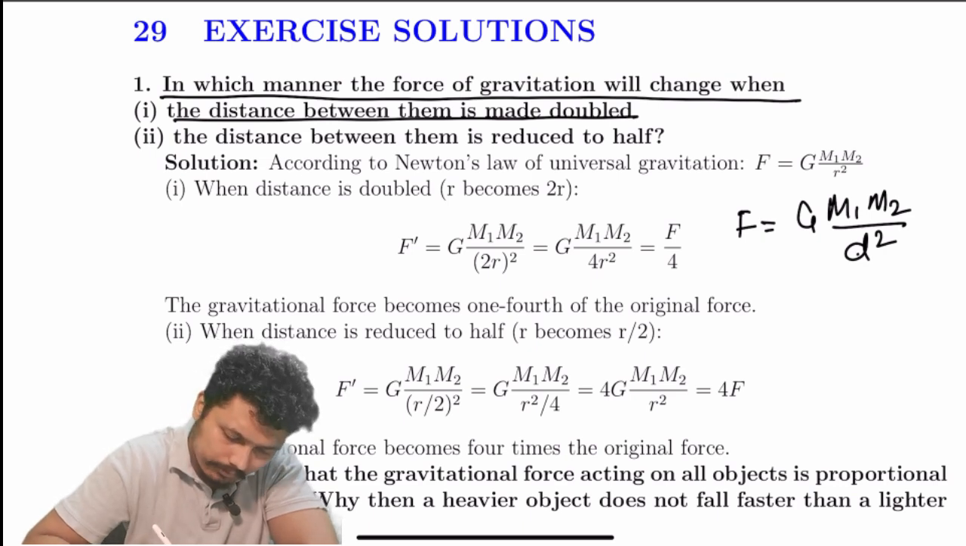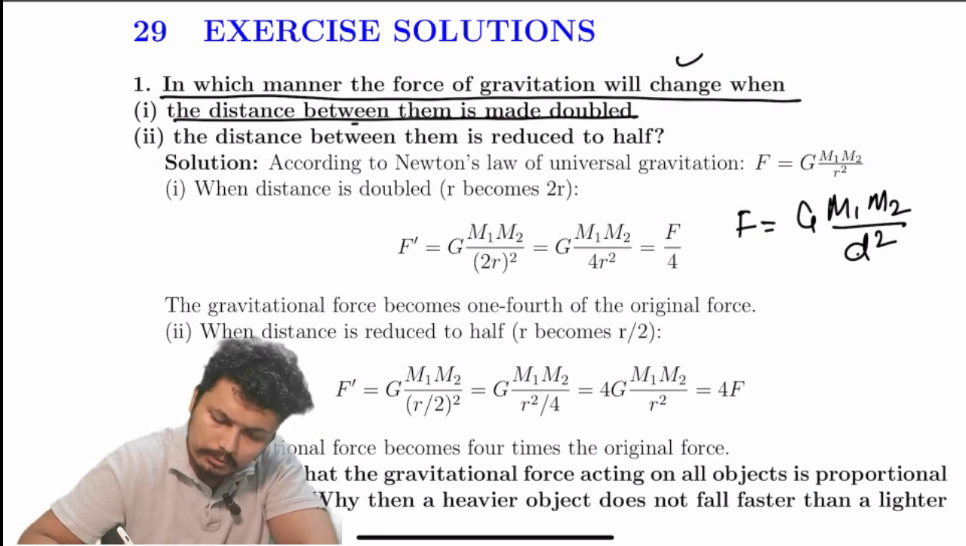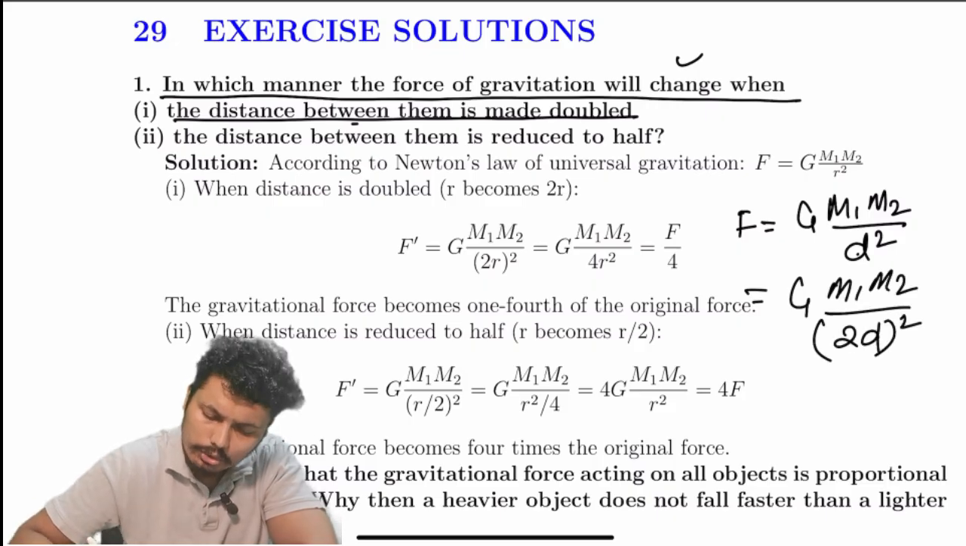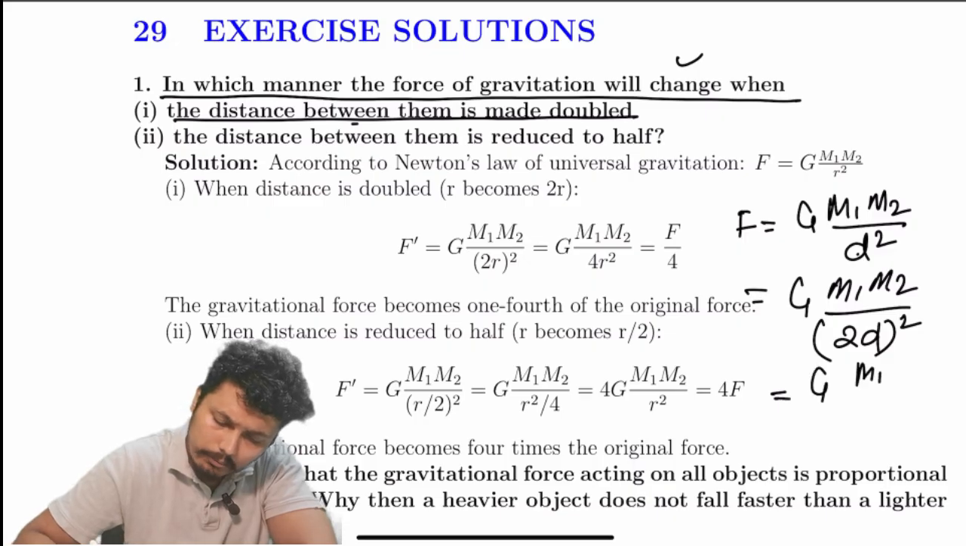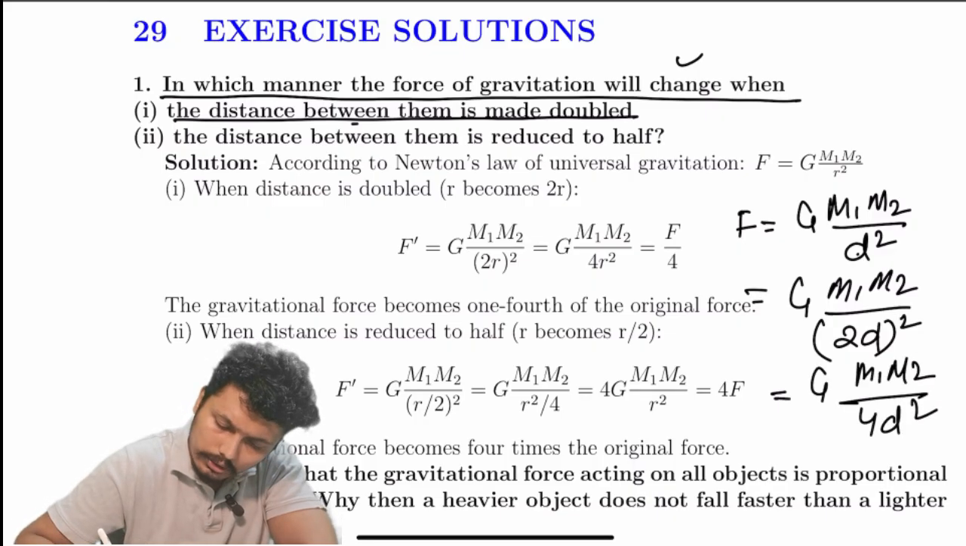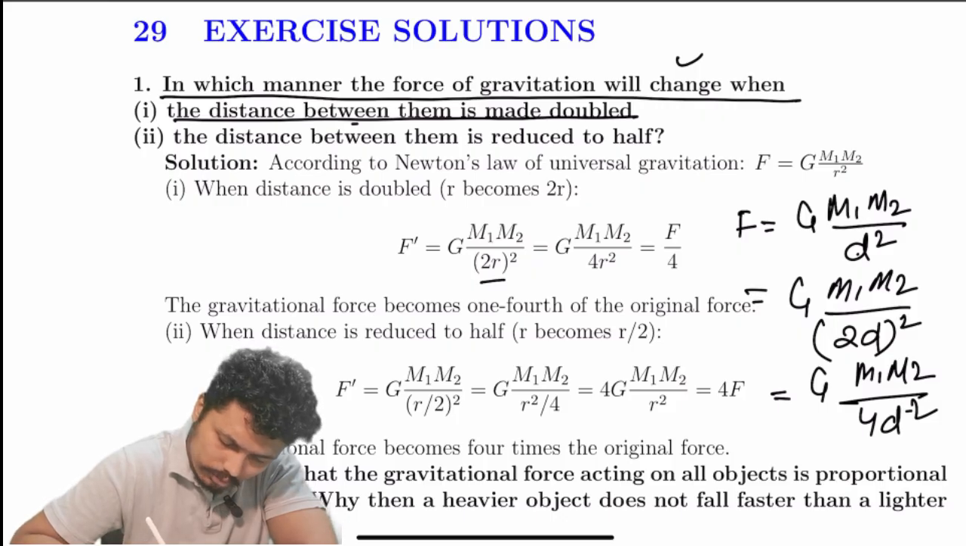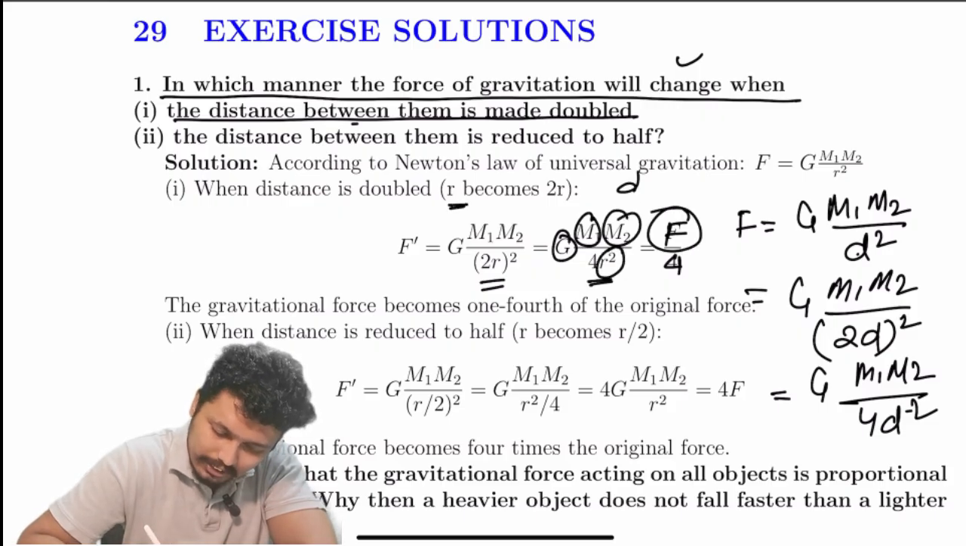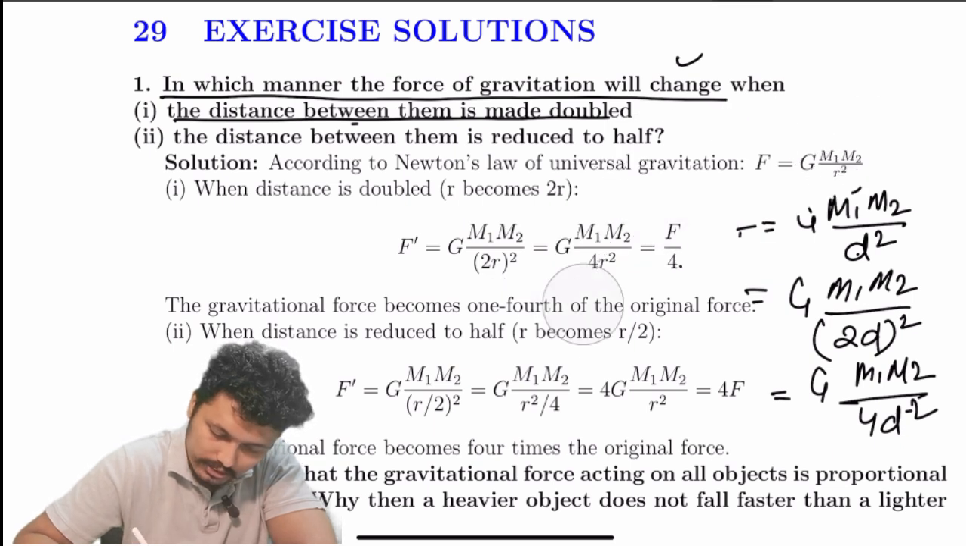Now d will change when the distance between them is made double. So you are increasing the distance. If I'm making d double, it will be G m1 m2 divided by 4d square. So 2r square is 4. This G m1 m2 divided by r square is F, right? R and d are the same. I'm using d sometimes and r sometimes, don't get confused.